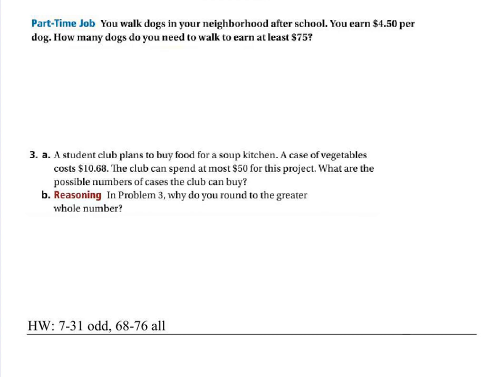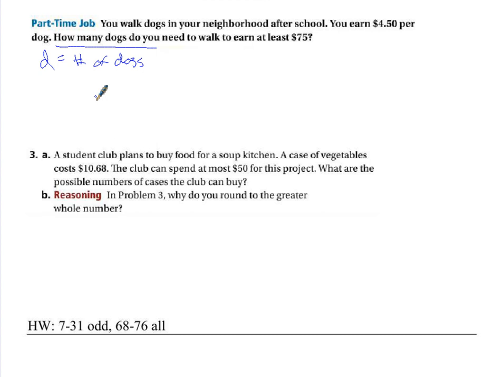Anyway, you earn $4.50 per dog, and then it says, how many dogs do you need to walk? Well, how many dogs is your clue as to what the variable is. Remember, when we do story problems, the first thing we do is define the variable. The variable is how many dogs? Well, how many dogs is a number. So, number of dogs will be my variable, and what do you want to call it? D? Okay, fine. You could call it X if you wanted to. D stands for dogs. That makes sense.